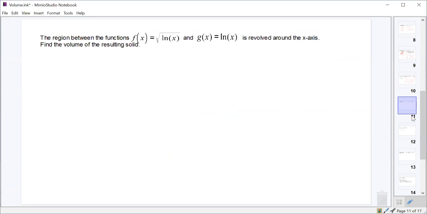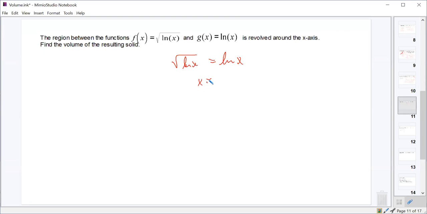We've got the region between root ln x and ln x revolved around the x-axis. So first off, we're going to need to find some limits of integration. How do we find the limits of integration? Set them equal to each other. All right, so root ln x should be equal to ln x. And when does that happen?